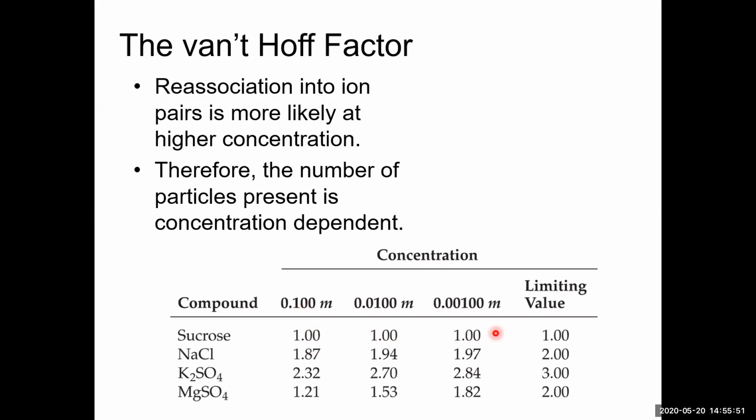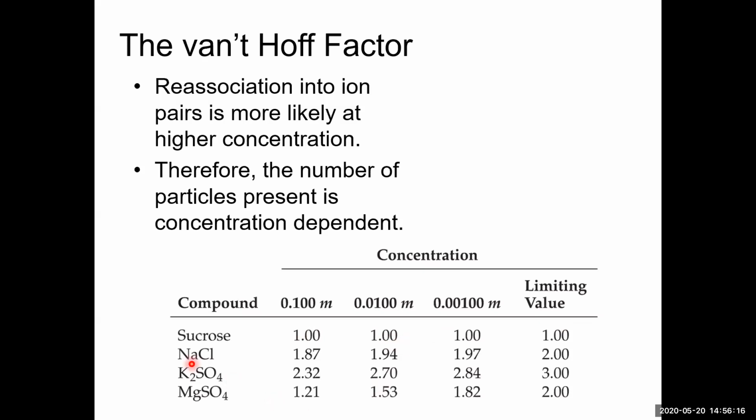Sucrose is here, that's table sugar. No ions involved, so it doesn't break into pieces when you put it into water. So this thing we're talking about now is only for electrolytes, things that break into ions. You see its limiting value is 1. What does that mean? If I put 1 mole of sugar in the water, I get 1. It doesn't matter the concentration, it's still a 1 because it doesn't break into pieces.